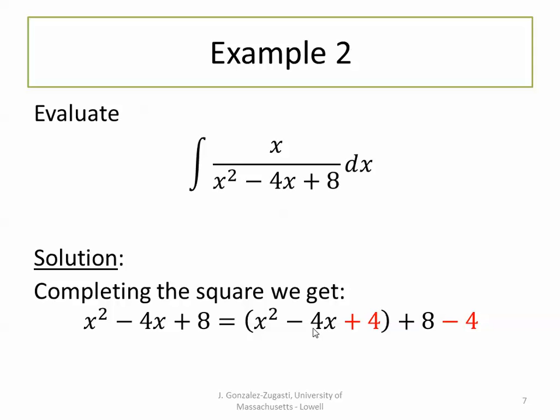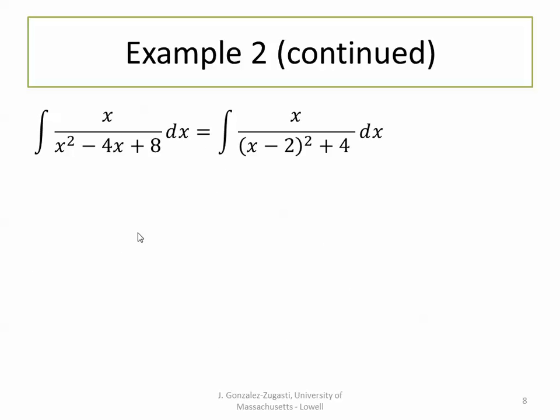So half of negative 4 is negative 2, and then square it. Negative 2 squared is 4. So I'm going to add 4 on here, and since I add it on, I have to take it away. What's inside my parentheses now becomes x minus 2 quantity squared, and then 8 minus 4 is 4. So that tells me that my integral of x over x squared minus 4x plus 8 is equal to my integral of x over (x minus 2) squared plus 4.